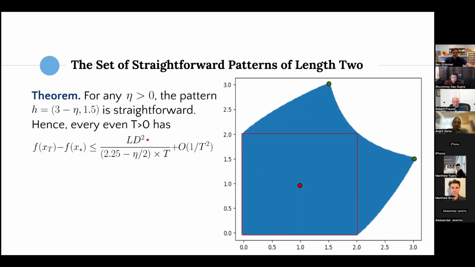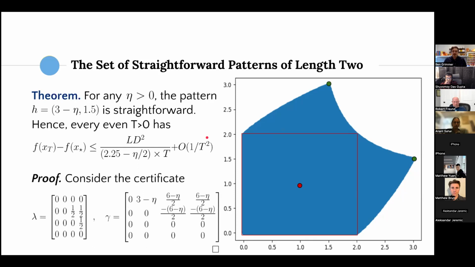So theorem, my claim is that anything a little bit short of that is straightforward, and so we get a rate. So if you have a pattern, take a step a little bit smaller than 3, and then a step 1.5. My claim is that that's always straightforward, and so you get these better rates for alternating 2. Okay, I want to prove this theorem, and the proof is a little bit lackluster. All right, so that's my proof.